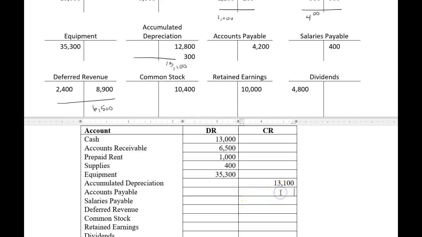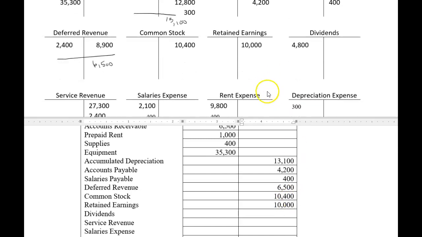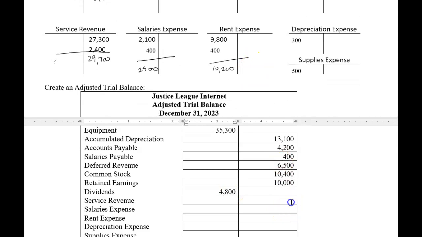All right, accounts payable was not impacted. Salaries payable was impacted by $400. Deferred revenue went down to $65. Common stock should not be impacted, $10.4. Retained earnings will not be impacted until we close the book, so that's still $10.4 there. Dividends, $4,800. We've got our revenues that did change. It's now $29,700.